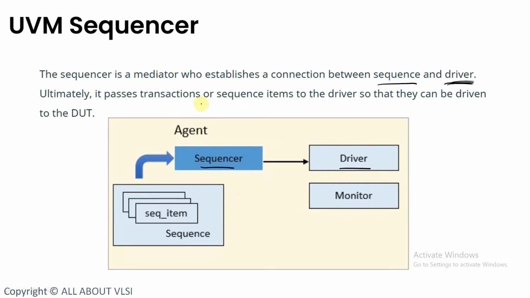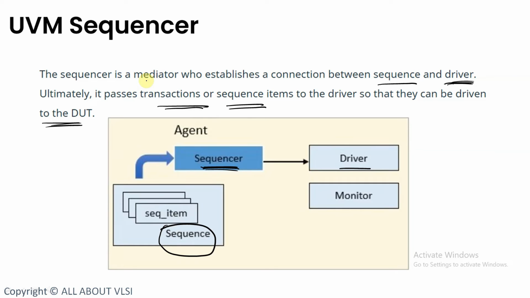Ultimately, it passes the transactions or sequence items to the driver so that they can be driven to the DUT. The transactions or data items that should be driven to the DUT by the driver will be provided via the sequencer from the sequence. I will repeat my point again: whatever data items or transactions the driver should drive to the DUT will be given by our sequence via the sequencer. So the sequencer is a mediator establishing the connection between a sequence and a driver.